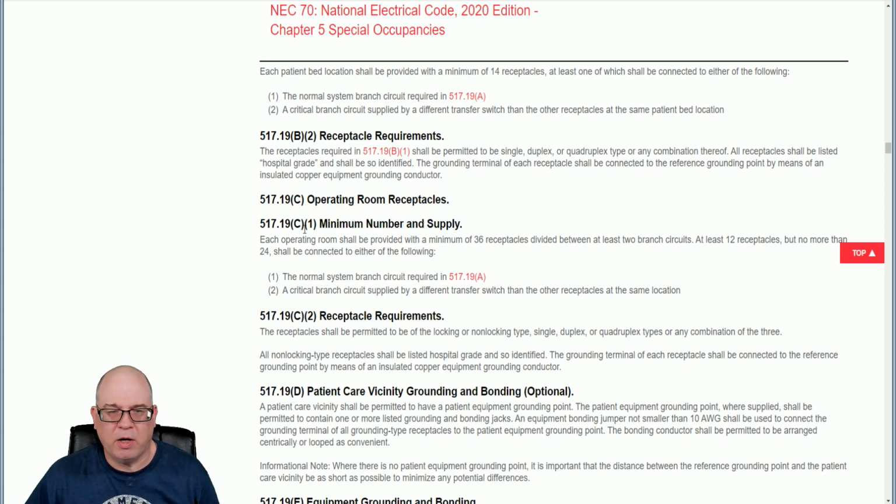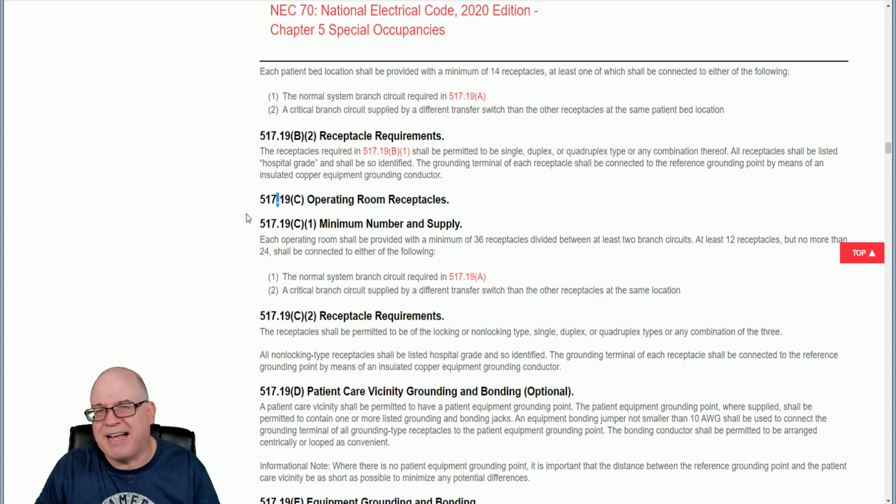All right, so C1, it says each operating room shall be provided with a minimum of 36 receptacles divided between at least 2 branch circuits, okay? So again, 36 of them, I have to split them amongst 2 branch circuits, and now it's going to tell me which branch circuits I can use. But we've already answered our question.